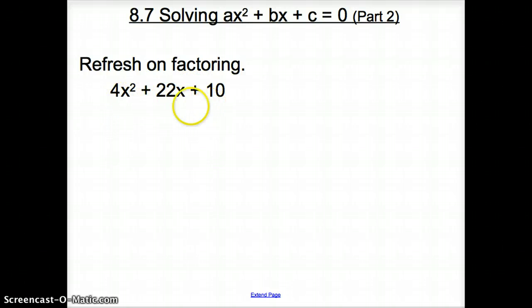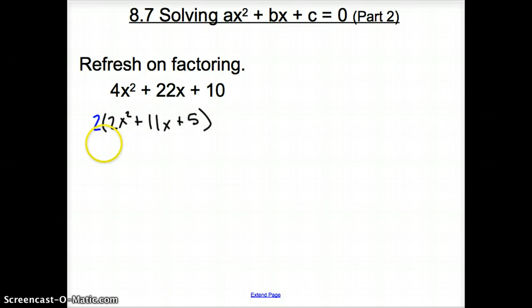Our first step now is to take out any like number that would be sitting in here. Well, I look at all my numbers, I see that they are all even, so that means I get to take out a 2. So I'm going to set that 2 on the side, and now I'm going to take a 2 out of all those numbers. I'm dividing out that 2. So 4x squared divided by 2 is 2x squared, then plus 11x plus 5. Now, we're going to factor what's inside those parentheses.